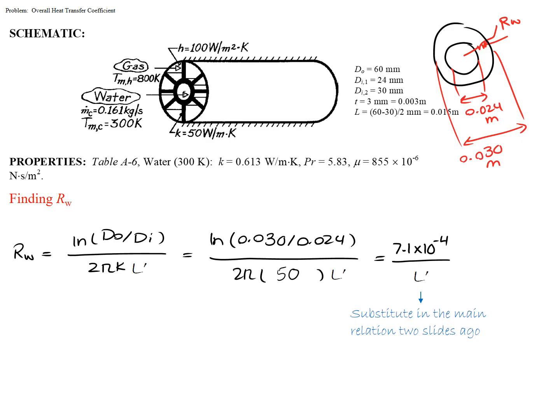We're not calling that L because we've already used up that symbol for the length of the fins that are on the outer side, on the gas side of this heat exchanger. So once you actually substitute the values for the diameters, you will be able to arrive at 7.1 times 10 to the negative 4 divided by L prime. Again, we don't really know what the length of this heat exchanger is, and at the end in our calculations we won't even need it, but for now I'm just keeping it there because later it's going to cancel out.